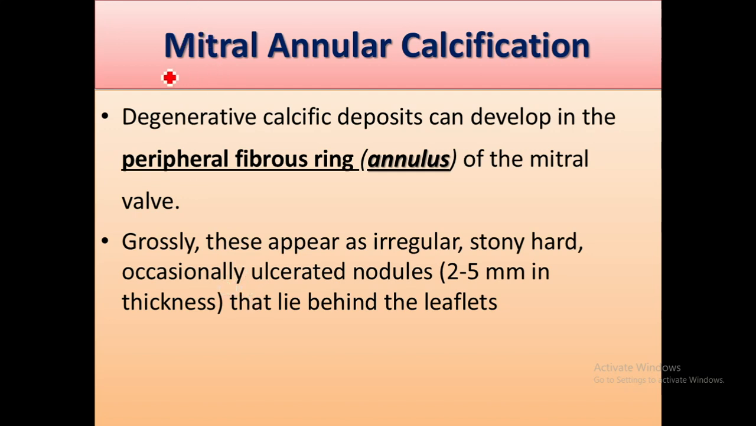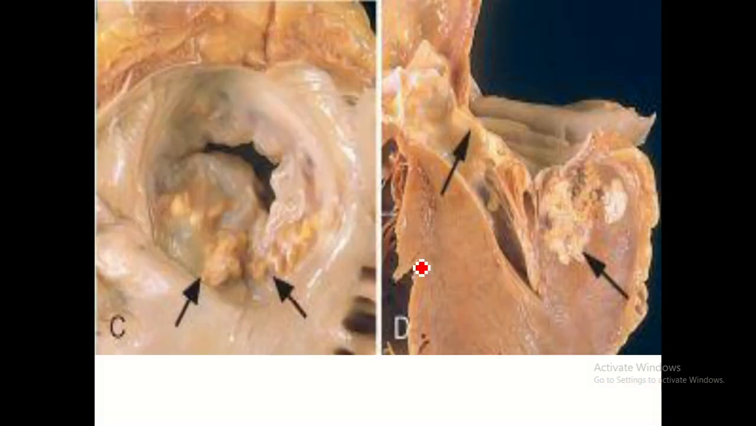Next is mitral annular calcification. Degenerative calcific deposits can develop in the peripheral fibrous ring of the mitral valve known as the annulus. Grossly, this appears as an irregular, stony hard, occasionally ulcerated nodule 2 to 5 millimeters in thickness that lies behind the leaflet. As you can see, this is the peripheral fibrous ring, and these are the calcific deposits. This is a cut section of the myocardium showing this calcific deposit.